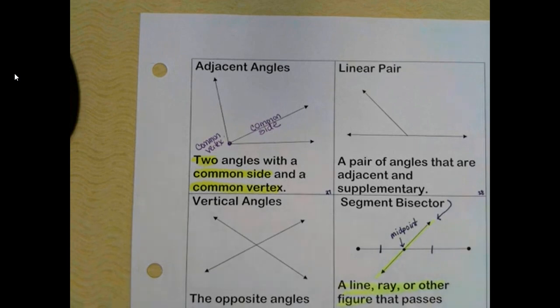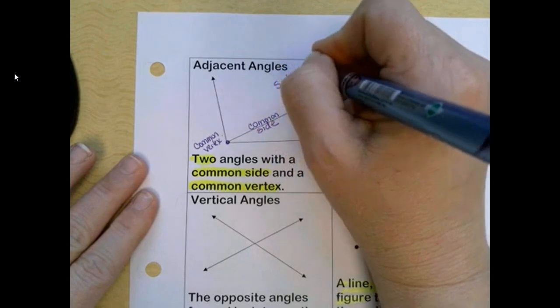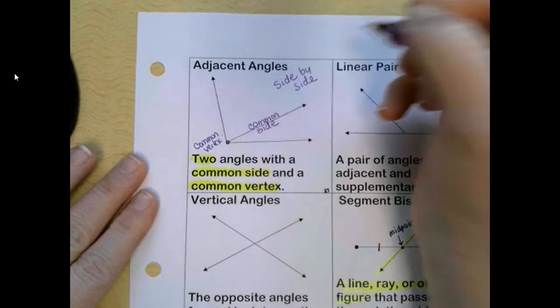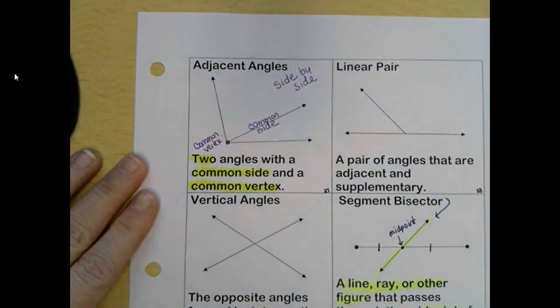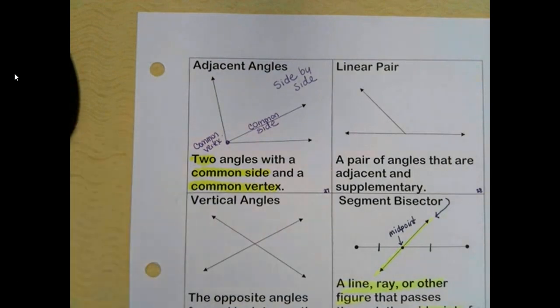Another way to think of adjacent angles: if you lived in adjacent apartments, those would be apartments that are side by side. So just consider adjacent angles to be side by side. Adjacent in geometry means touching, angles that touch.